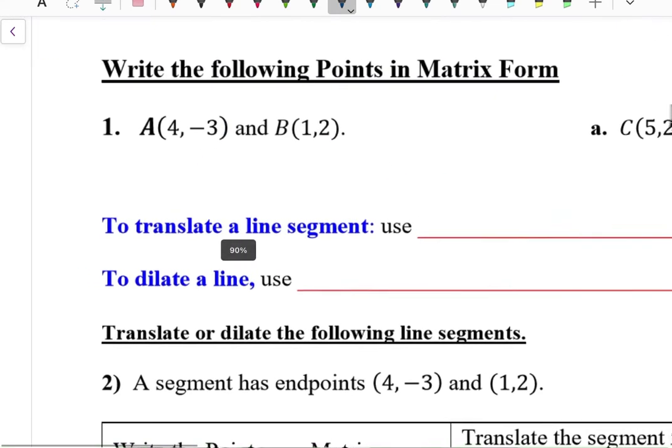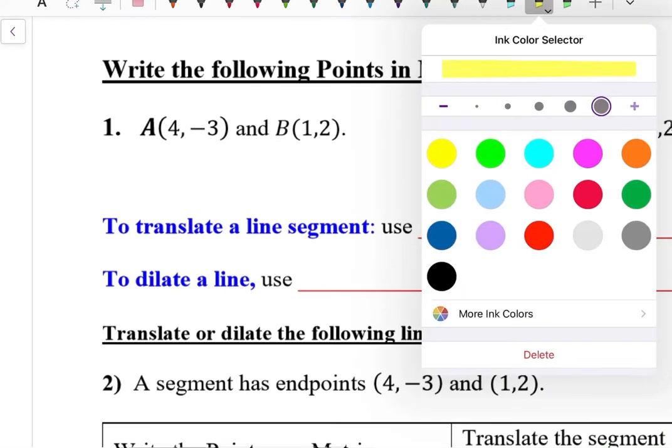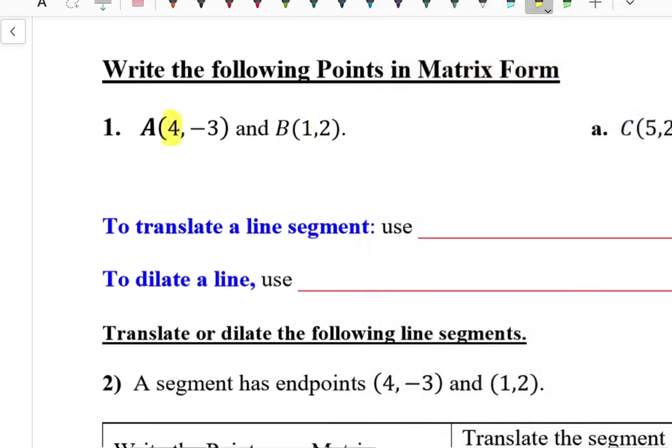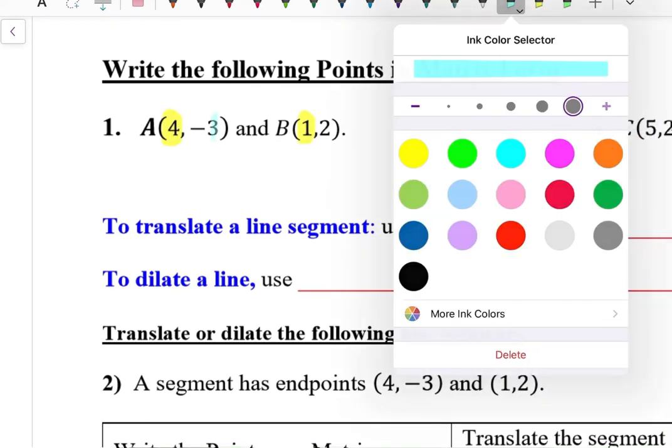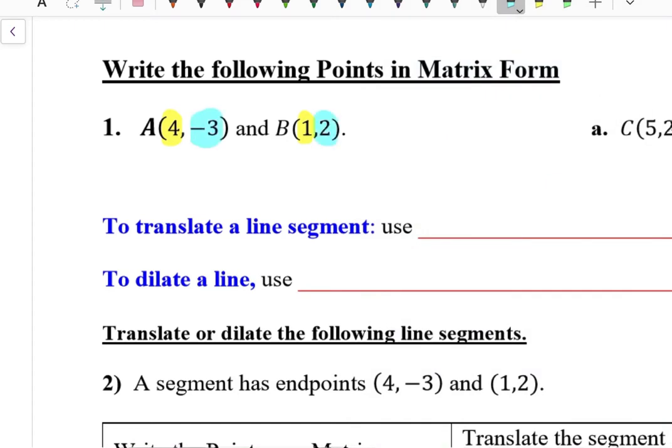So if I want to write the following points in matrix form, I'm going to take a look at my x's and y's. So I've got x, x, and then I've got a y and a y. This is also going to be a 2 by 2 matrix. So my x's are going to go on top. So this will be 4 and 1. These are the x's. The bottom is going to be the y's. So my y's in this case are -3 and 2. These are the y coordinates.